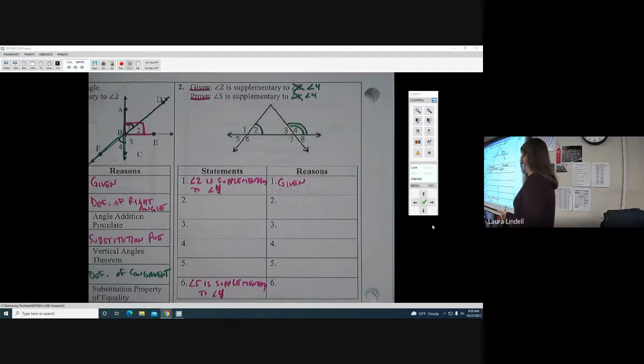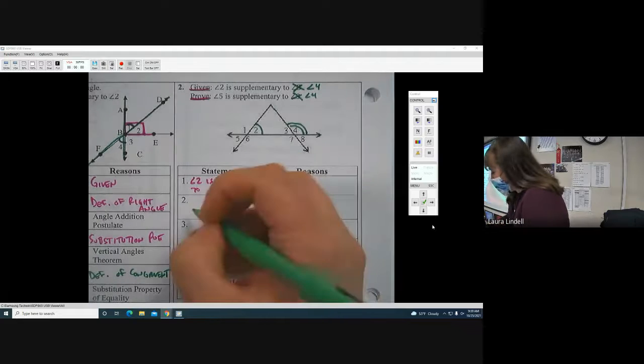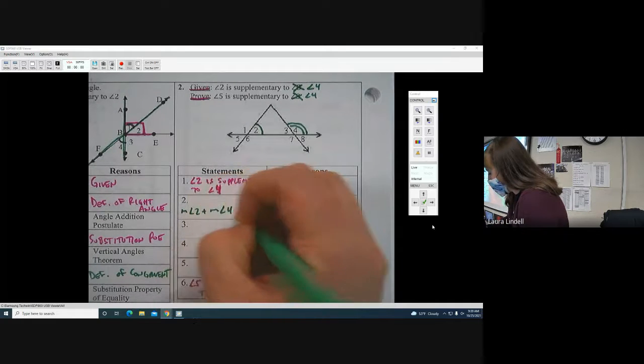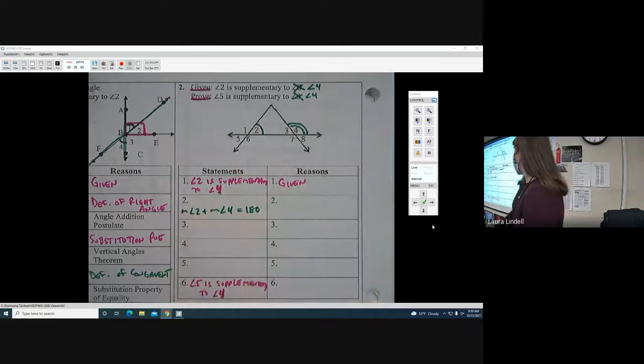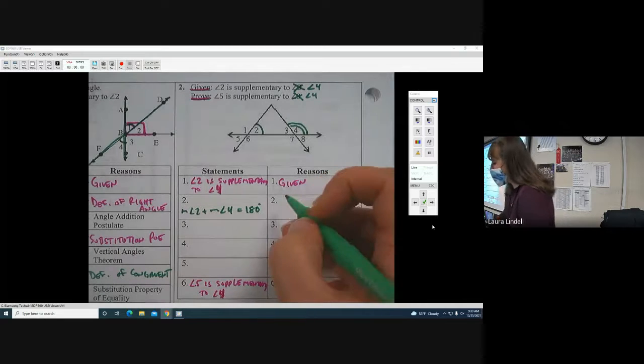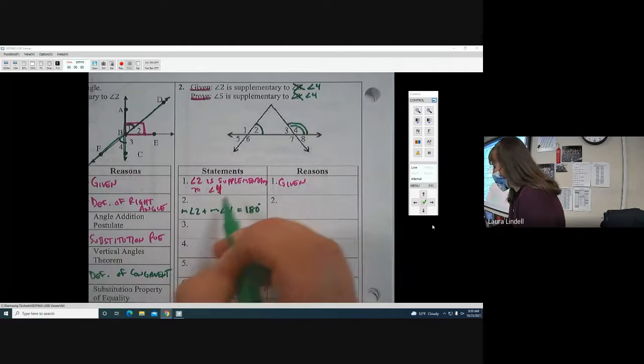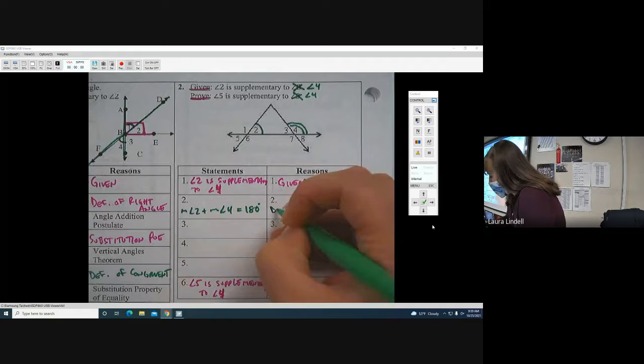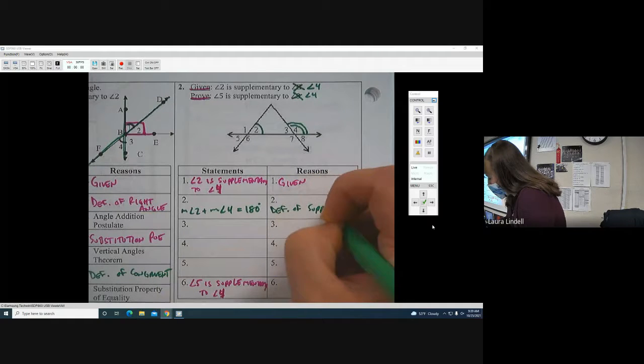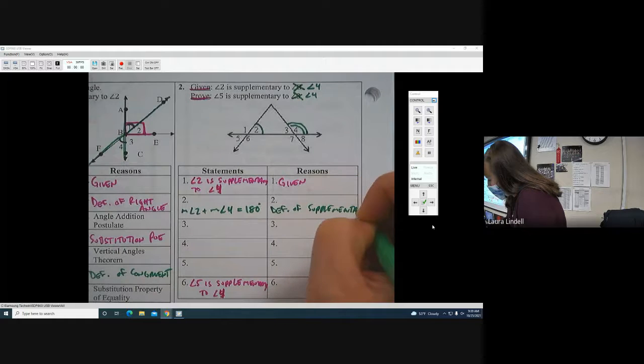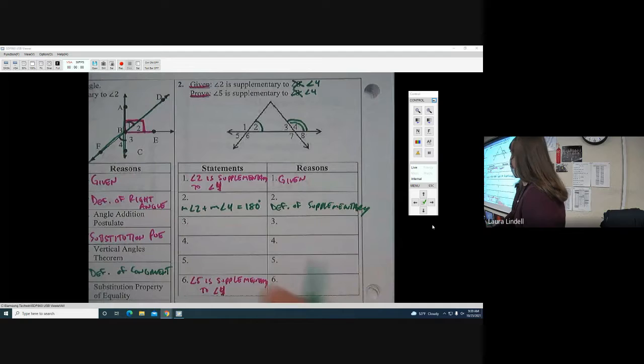If angle 2 is supplementary to angle 4, what do we know about those two? What do they add to? Yeah, 180. So I can go measure of angle 2 plus measure of angle 4 equals 180. And why would that be? Definition of supplementary. Yeah. So anytime you say something is supplementary and you make a conclusion based off of that, definition of supplementary. All right. If you can't fit it all in the box, that's okay. We do our best.